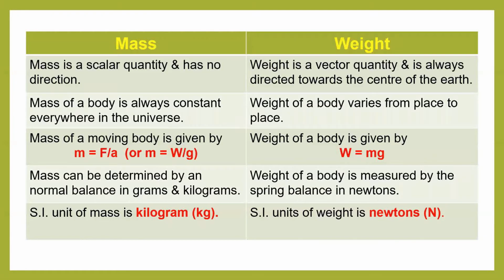Mass of a moving body is given by m = F/a or m = W/g. Weight of a body is given by W = mg. Mass can be determined by a normal balance in grams or kilograms. Weight of a body is measured by spring balance in newtons. SI unit of the mass is kilogram, but the SI unit of the weight is newtons.